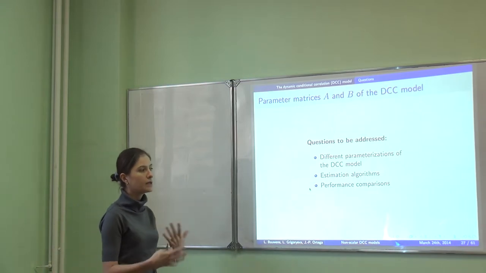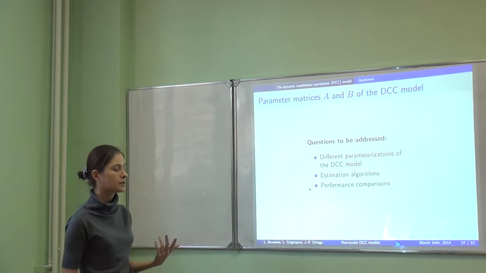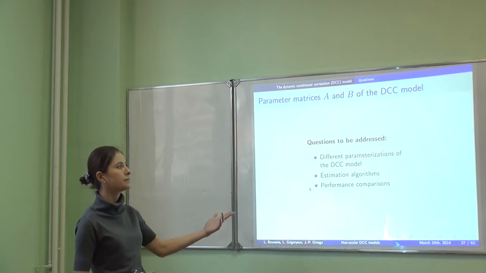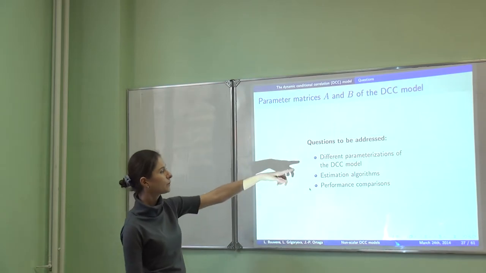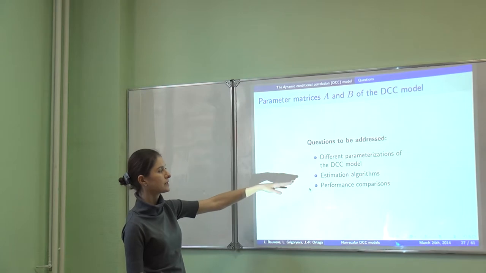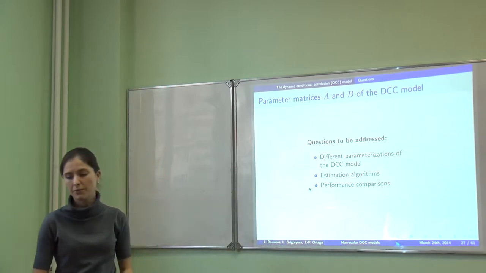So there are some ways to reparameterize our matrix parameters in our model, so that the dimension of the parameter space is reduced somehow, and we have to estimate a smaller number of parameters in the end. For that we have different parameterizations that I'm going to show you, and also we have some estimation algorithm, and also in the end I will give you some performance here.